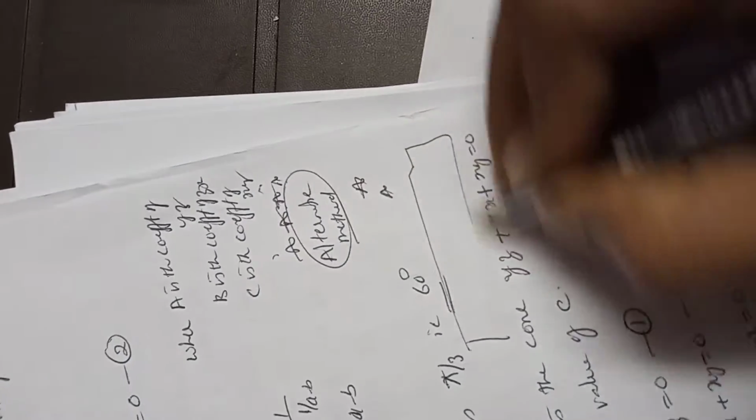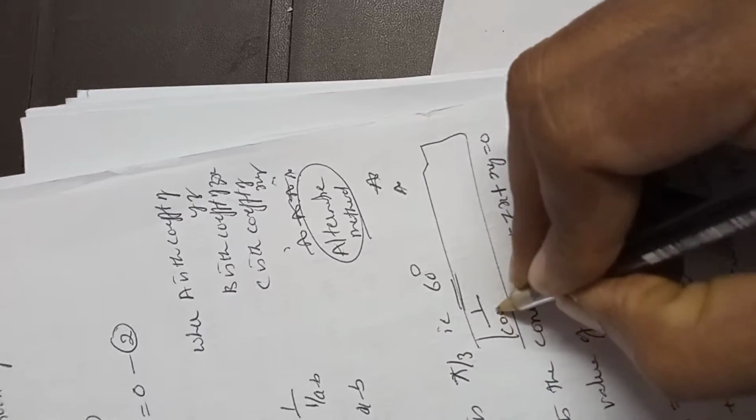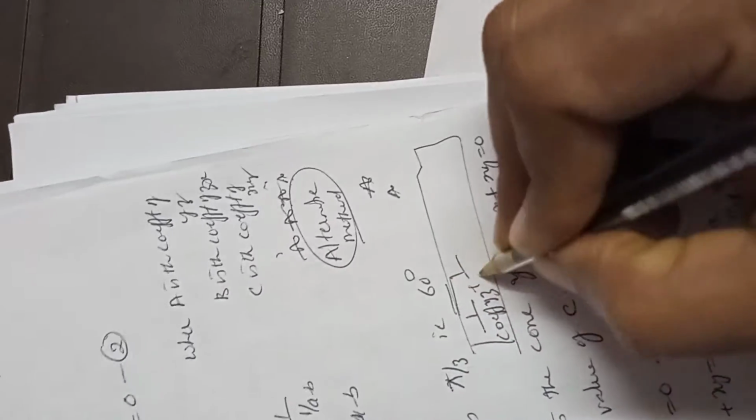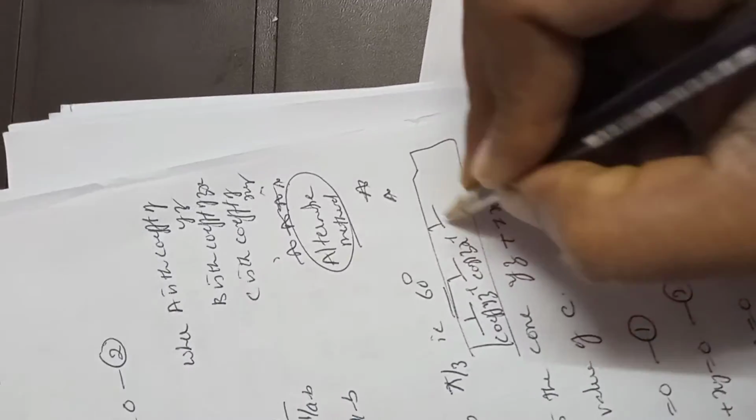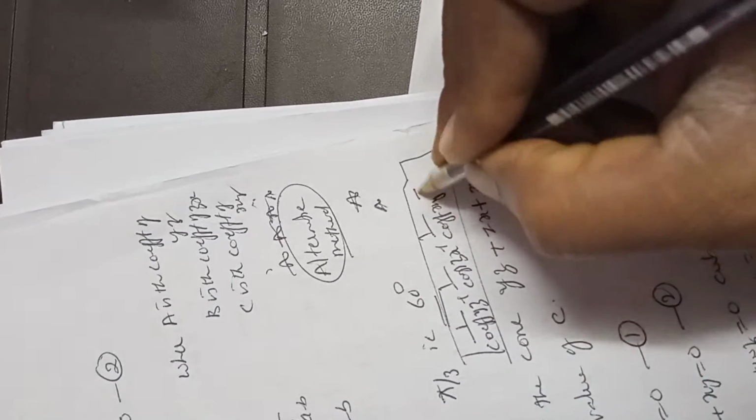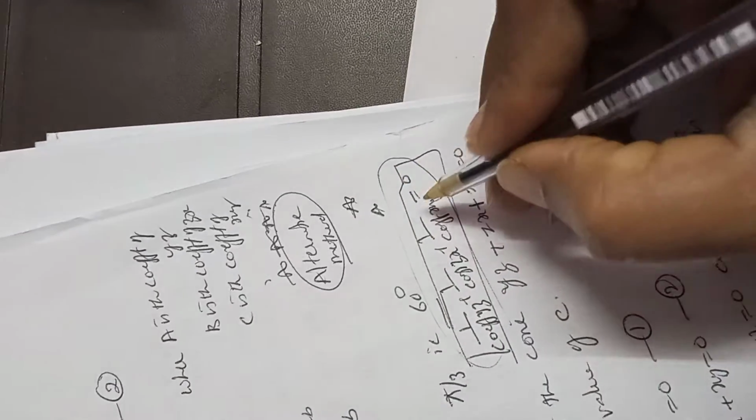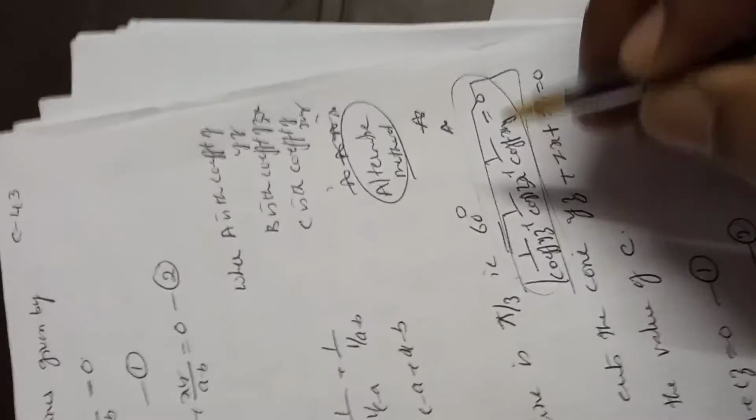You have to remember this one. If the coefficients of yz, zx and xy are considered, this is a shortcut formula you have to remember: 1 by coefficient of yz plus 1 by coefficient of zx plus 1 by coefficient of xy. If the value is equal to 0, then the angle between them is always equal to pi by 3 only. Otherwise, we have to find the lines.